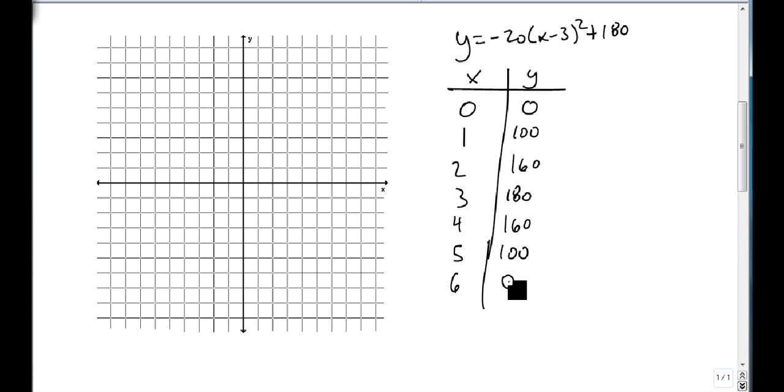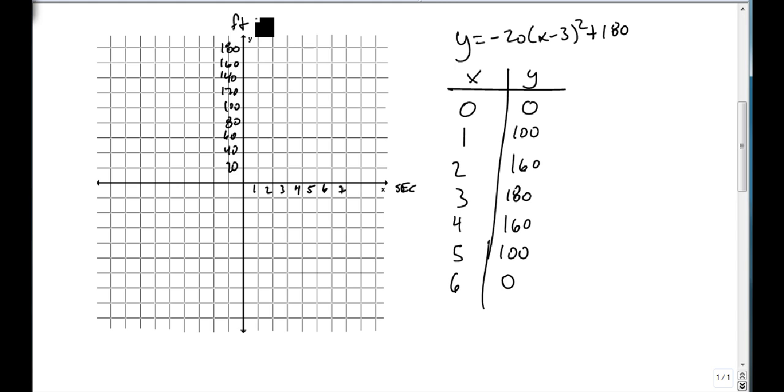So we're going to let our tick marks here each represent 20 on the height, so this is 40, 60, 80, 100, 120, 140, 160, 180. And our time is going to be in 1, so 2, 3, 4, 5, 6. I should specify this is in seconds, and this is in feet.